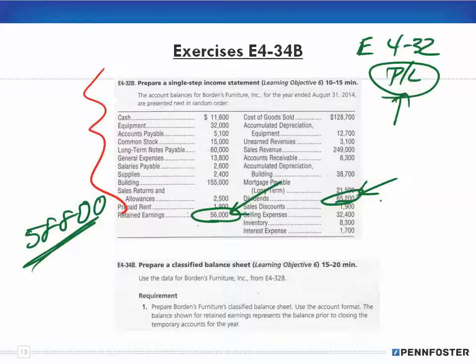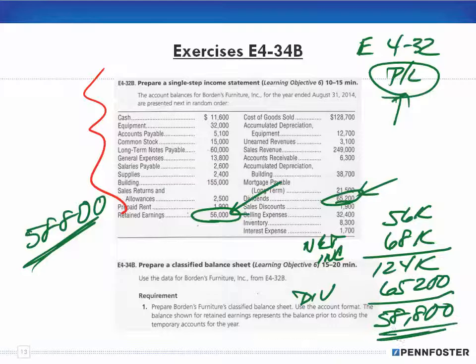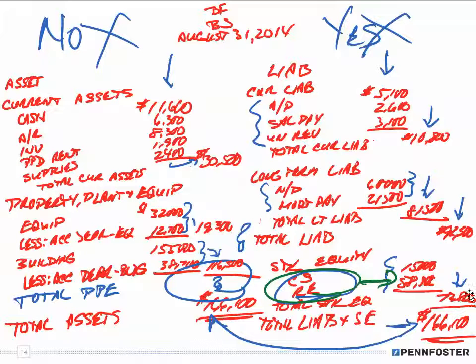I had a beginning balance of 56. I added in my net income of 68,000. All right, so that's net income of 68,000, which gave me 124,000. And then I'm taking out the $65,200 for the dividends. Okay, and that means my retained earnings ended up being $58,800. And that's the number I'm using here on the financials on the balance sheet. All right, so that's this problem.